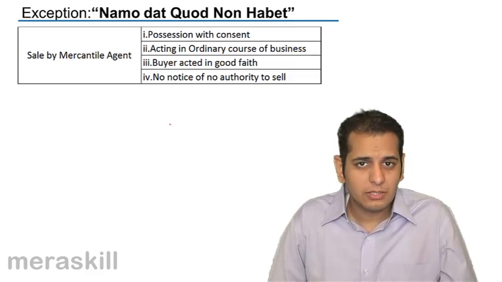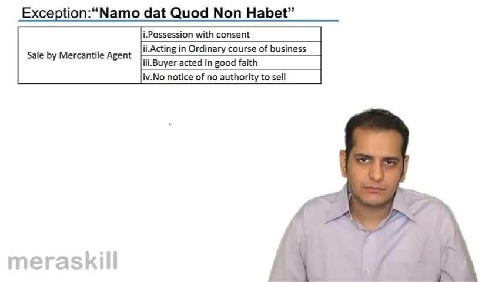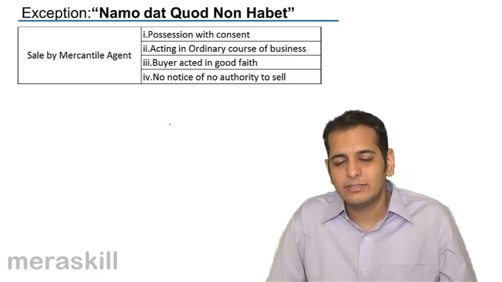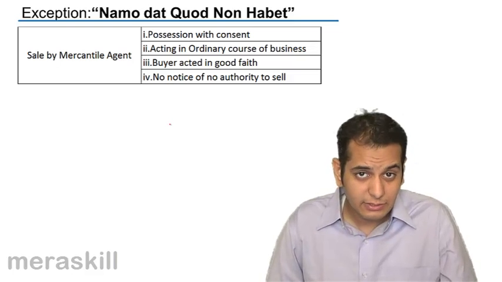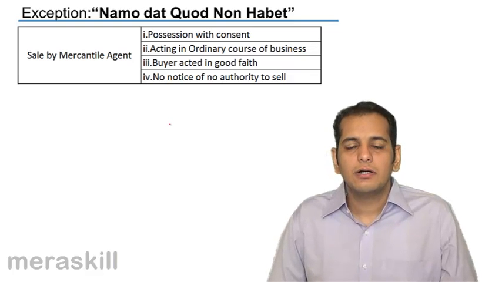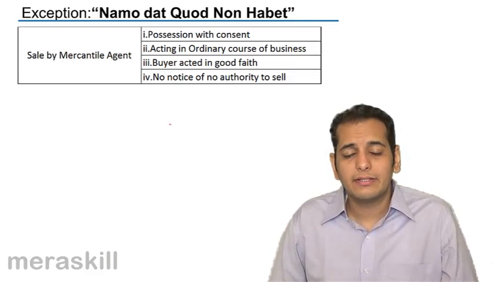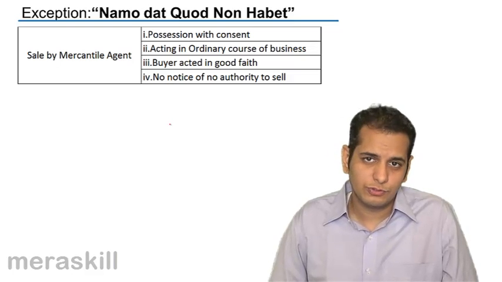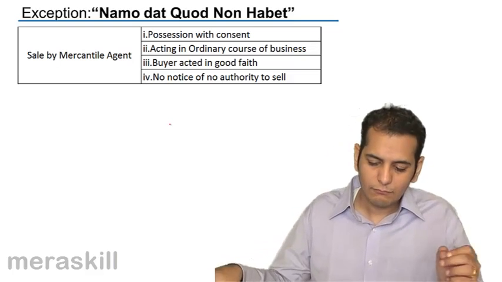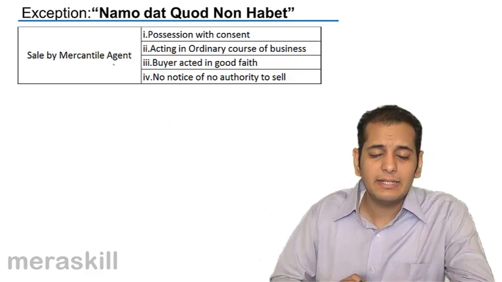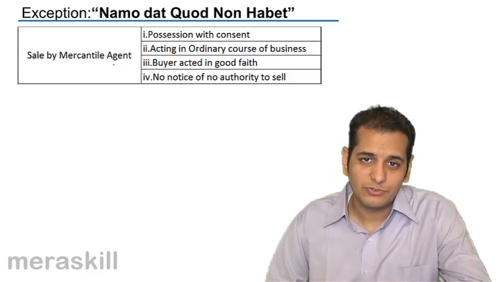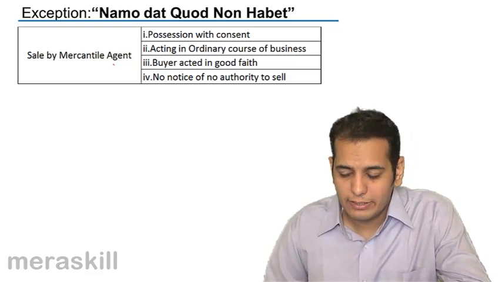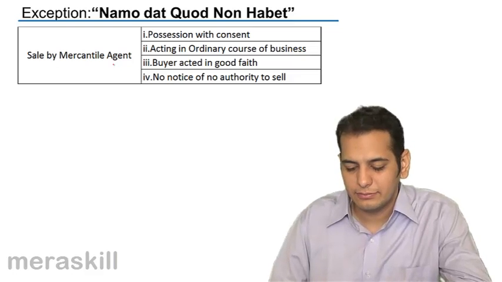Now, does the mercantile agent become an owner here? No, he doesn't. He only takes the goods from the principal. He does not purchase them. So he does not become the owner. Yet, he can effect a proper sale. Yet, he can effect a proper transfer of goods. So, even though a mercantile agent is not an owner himself, he can still transfer the ownership in the goods, provided some conditions are satisfied.